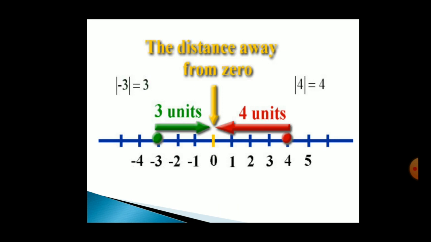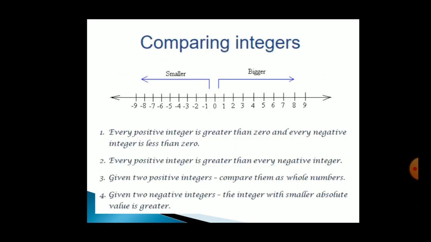One more example here. The absolute value of negative 3 is 3 units. The absolute value of 4 is 4.